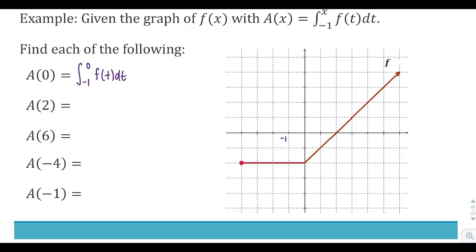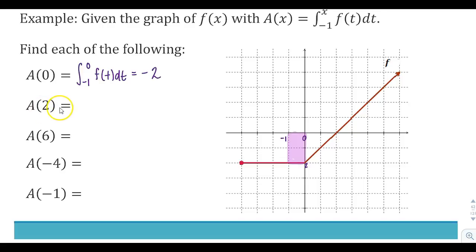So here's -1, here's 0. So we are interested in the area between the curve and the x-axis. Now since I'm below the x-axis, my area will be negative, and my width of my rectangle is 1, and the height of my rectangle is 2 units. So I'm going to end up with -2 as the value of A of 0.